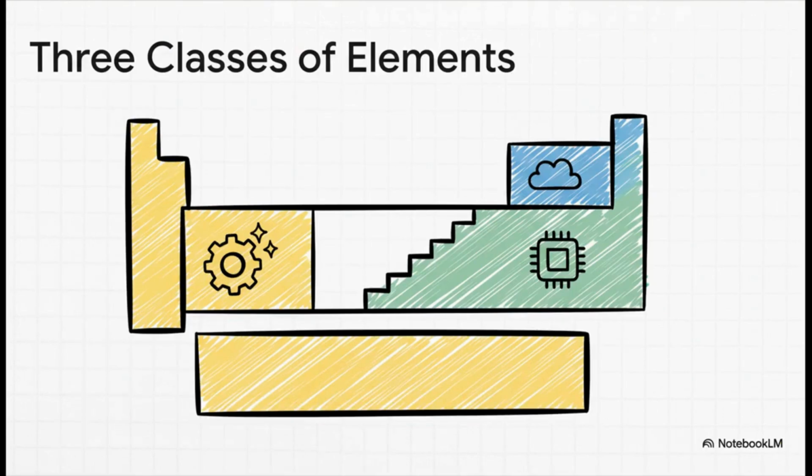The table also breaks everything down into 3 basic groups. Over on the left, you've got your metals. Think shiny, bendy, good at conducting electricity. Then up on the right, you have the nonmetals. They're usually dull and aren't great conductors. And straddling the line between them are the metalloids, which are kind of like a hybrid of both.